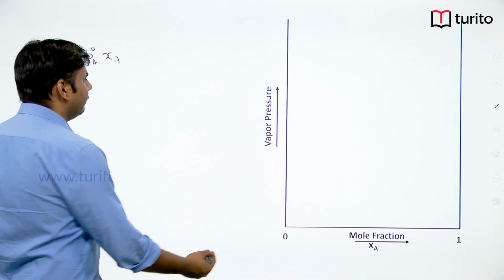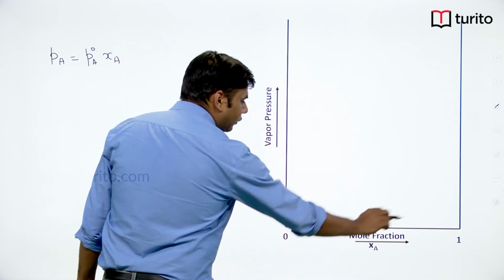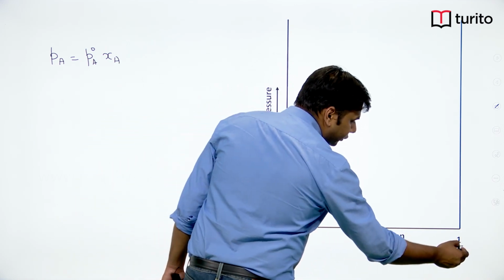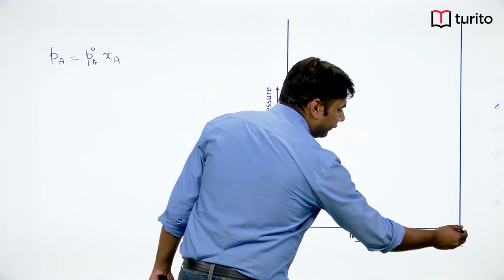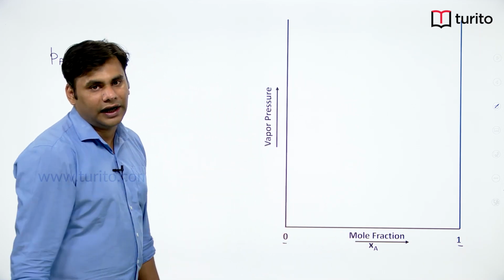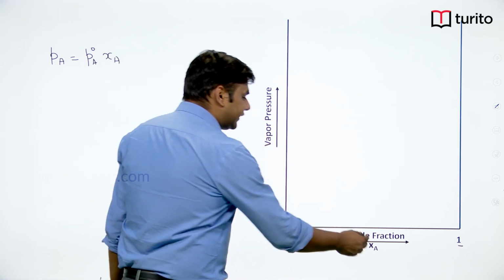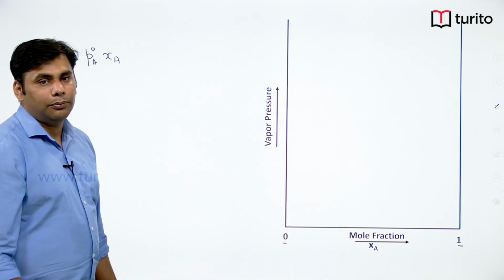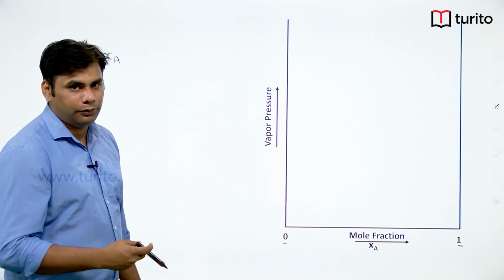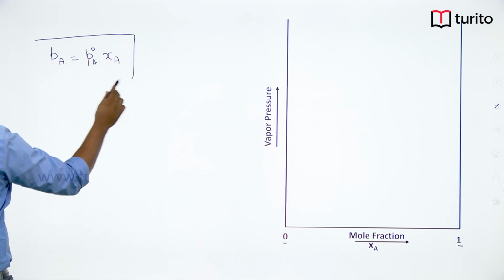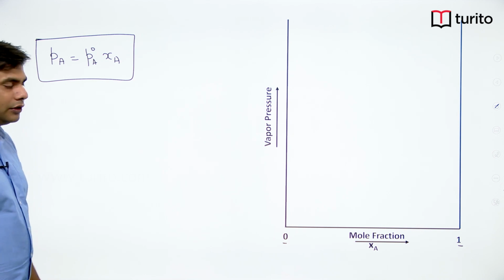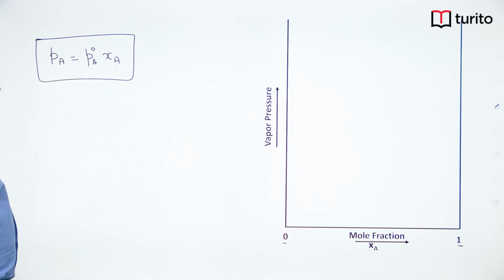So if you plot vapor pressure versus mole fraction, the mole fraction of XA is 0 over here and the mole fraction of XA is 1 here. That means at this point we have only A, and at this point we have only the other component, B. When XA is 0, the partial pressure of A, or the pressure exerted over the solution by A, would be 0. Now when XA is 1, P will be equal to P naught A.